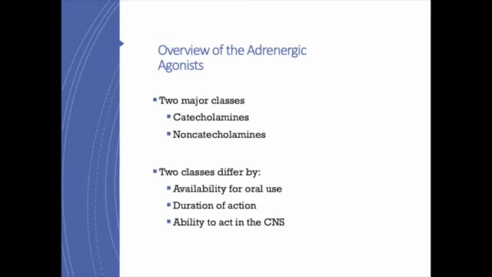There are two chemical classifications, catecholamines versus the non-catecholamines. The adrenergic agonists will fall into these classes, and they differ with respect to three different things: the availability for oral use, the duration of their action, and then their ability to act upon the CNS. And so a particular adrenergic agonist will fall into a different category based on these three prominent features.